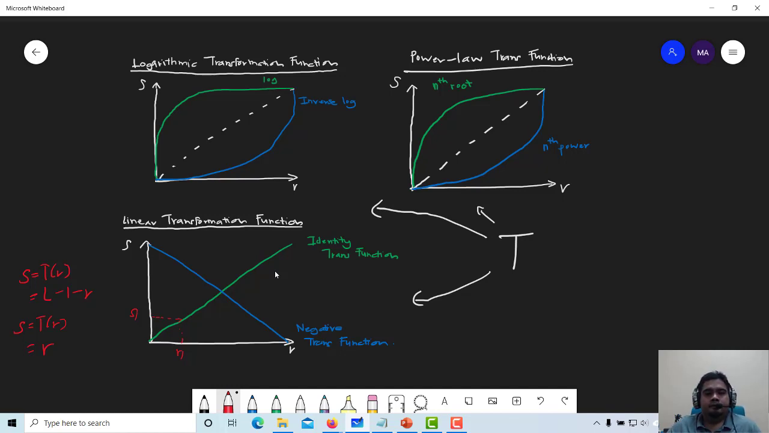Next we're going to talk about these two: logarithmic transformation function and power law transformation function. In logarithmic you have log and inverse log, and in power law you have nth root and nth power. If you see the shape in terms of mapping between R and S, the shape of the transformation function is almost similar between logarithmic and power law, and later in the discussion you can see the explanation of the characteristics of both is quite similar.